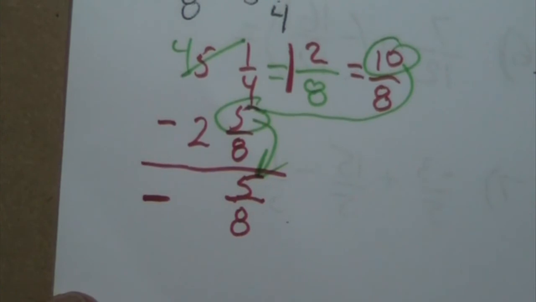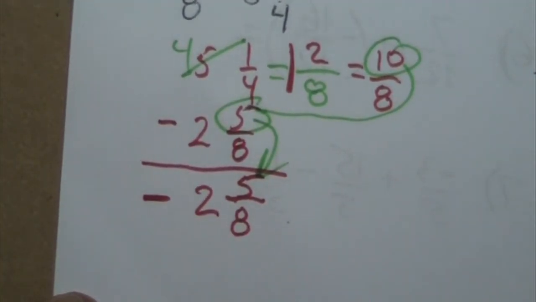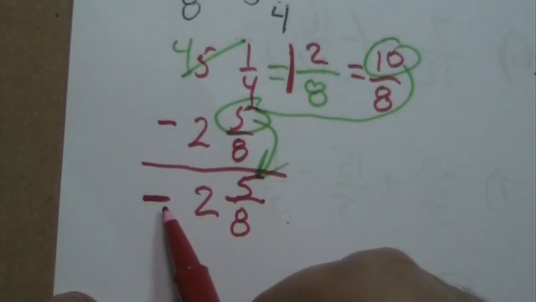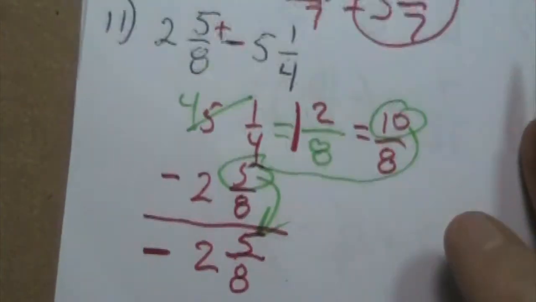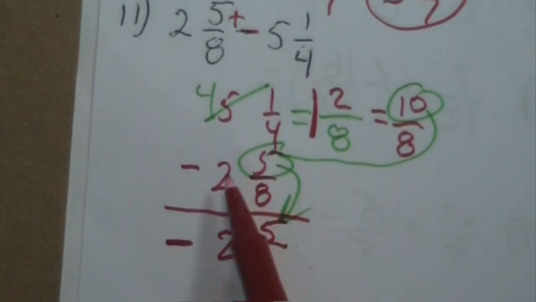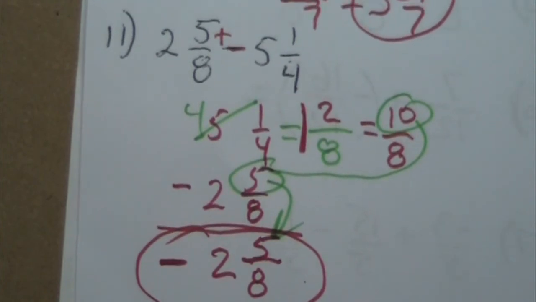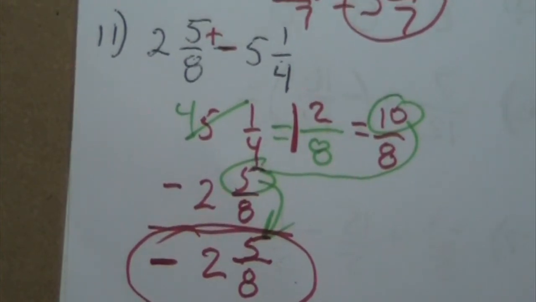Okay, that's great. Now what about the whole numbers? 4 minus 2 is 2. And we know our answer is negative because we had more negative to begin with. So there's our answer. All right, up to the top.